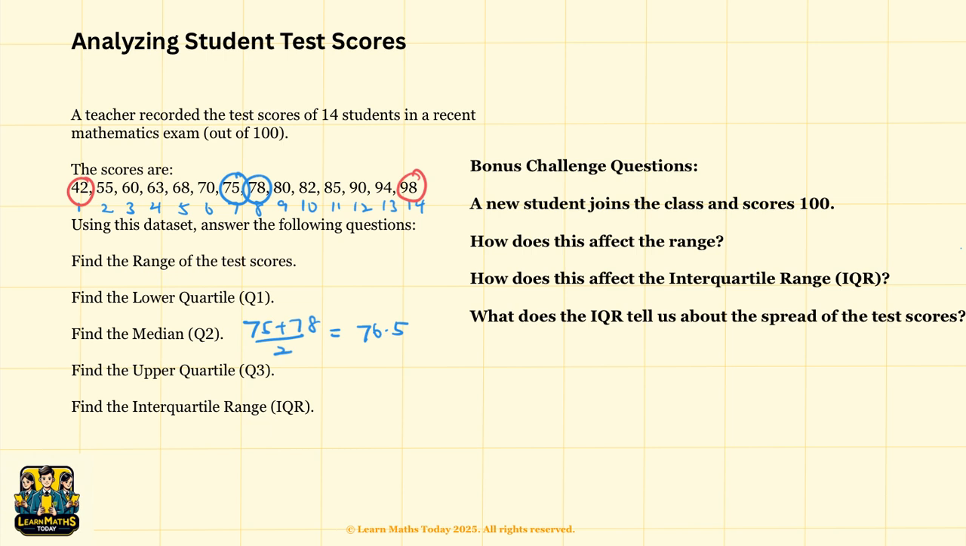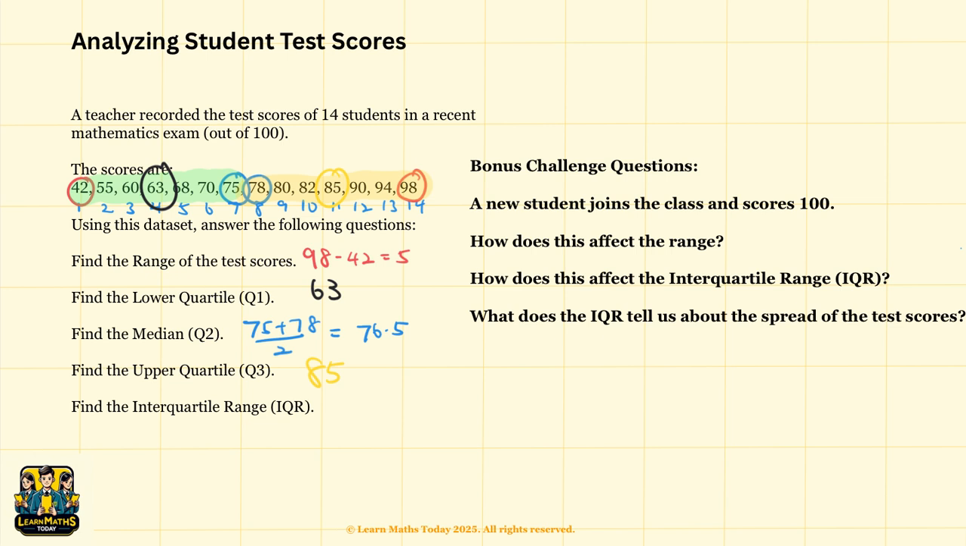To find the lower quartile or the upper quartile, the easiest way is to split the test scores into two sets. You can see the first set will have 7 test scores, and since 7 is an odd number, we just find the middle value, which gives us 63. That will be the lower quartile. Similarly, for the upper quartile, we'll take the middle value of the 7 elements on the right side of the list, and that will give us 85.